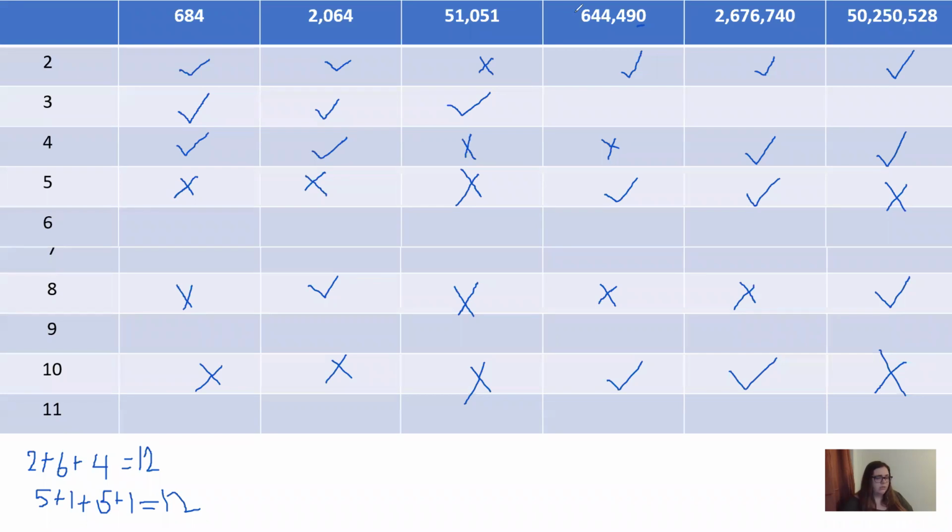So 644 and 490, sorry. If you add up all those digits, you're going to get 27, and 27 divided by 3 is 9. So yes. If you add up these digits, you're going to get 32, and 32 divided by 3 is 10.66. So no. If you add up all these numbers, you're going to get a total of 27, and 27 divided by 3 is 9. So yes.